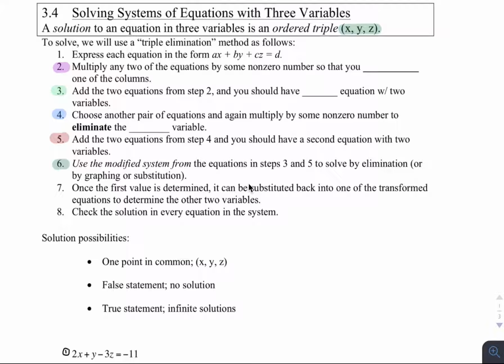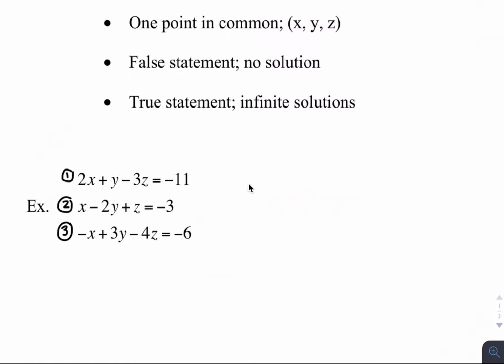Okay, step 2 says that we're going to multiply any two of the equations by some non-zero number so that you eliminate one of the columns. So essentially we're eliminating one of the variables. And it doesn't matter if we eliminate x, y, or z. At the beginning for step 2 we get to choose.